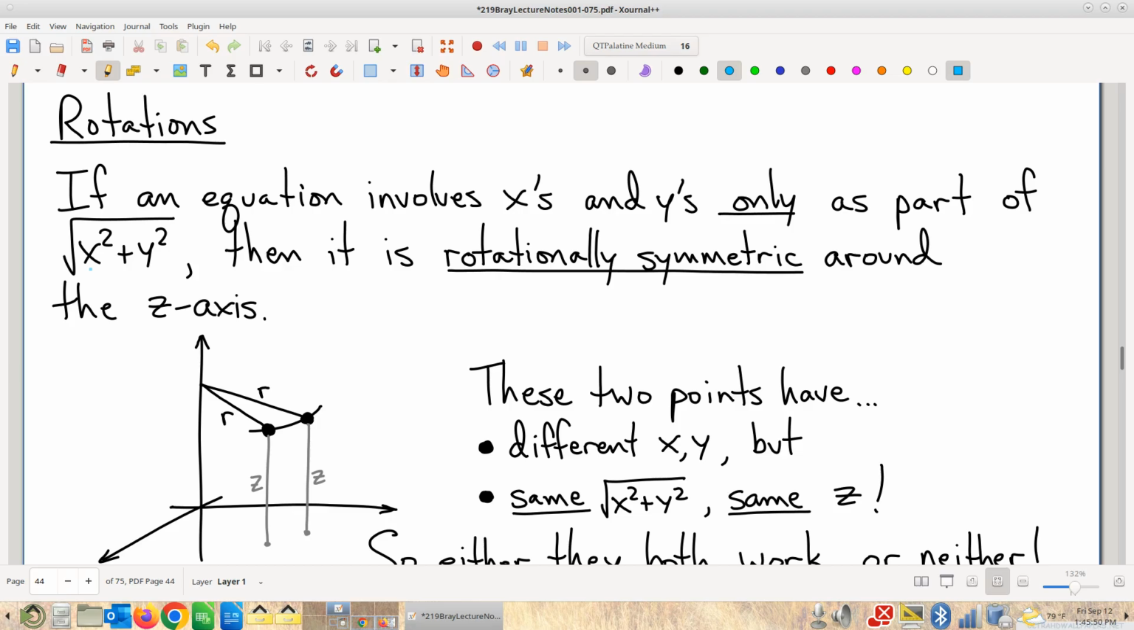Here's the first one. Sometimes you will see an equation that has this property.